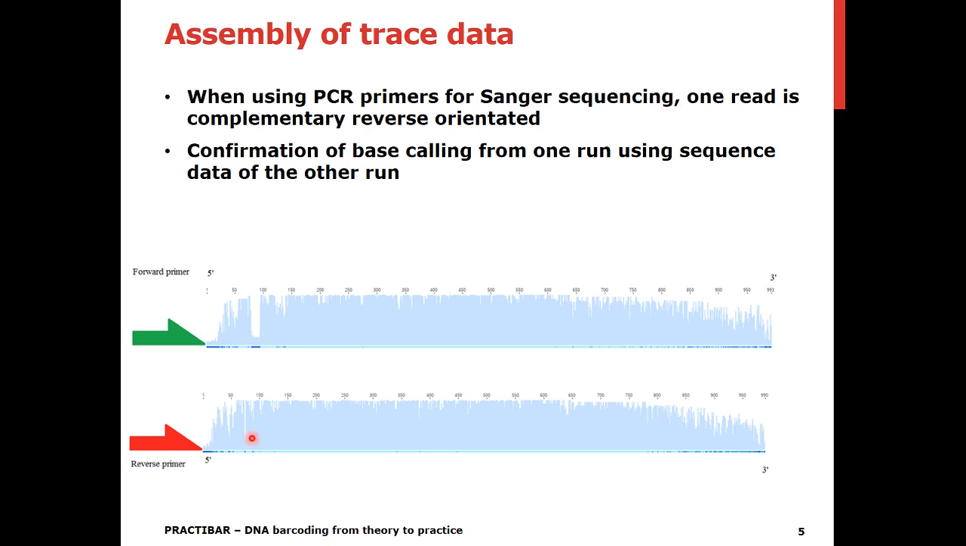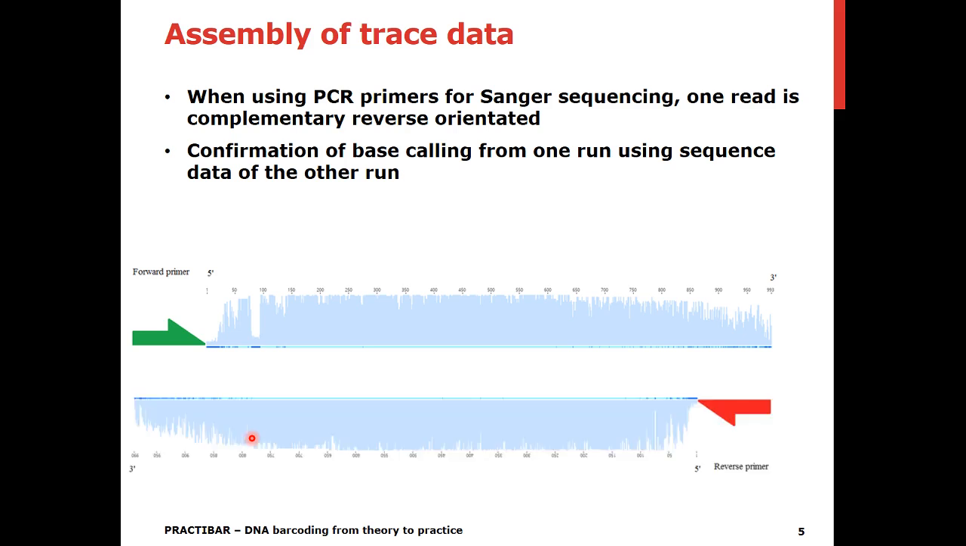And of course, since the DNA is reverse complementary orientated, we have to reverse complement one of those two reads, like so. Then you can assemble them, and the overlapping regions are used to generate a consensus sequence. And actually you have confirmation of a given nucleotide from one run in the sequence of the other run.